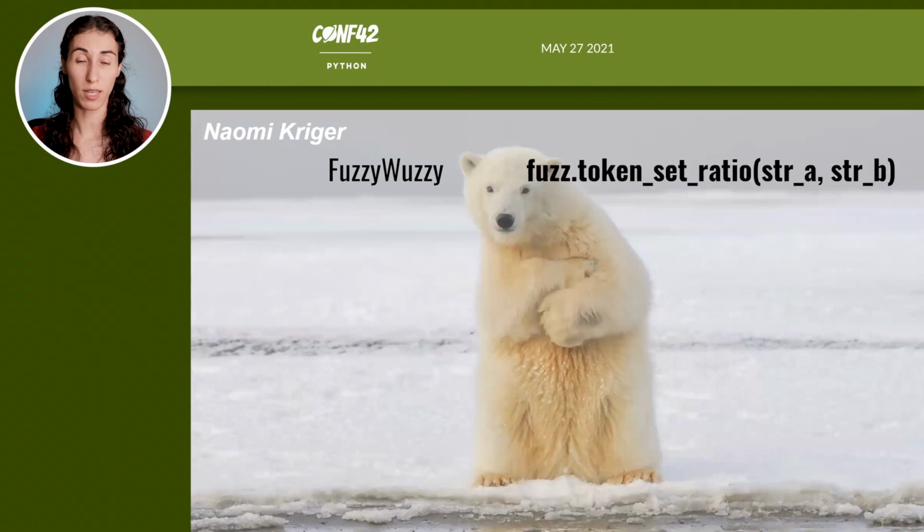Now, moving on to our last function for today, fuzz token set ratio. Fuzz token set ratio is very similar to the previous function that we saw, fuzz token sort ratio, in the meaning that it is not case sensitive and it sorts the tokens before making a comparison. But it also has the added value of a set, which means it does not count duplicates.